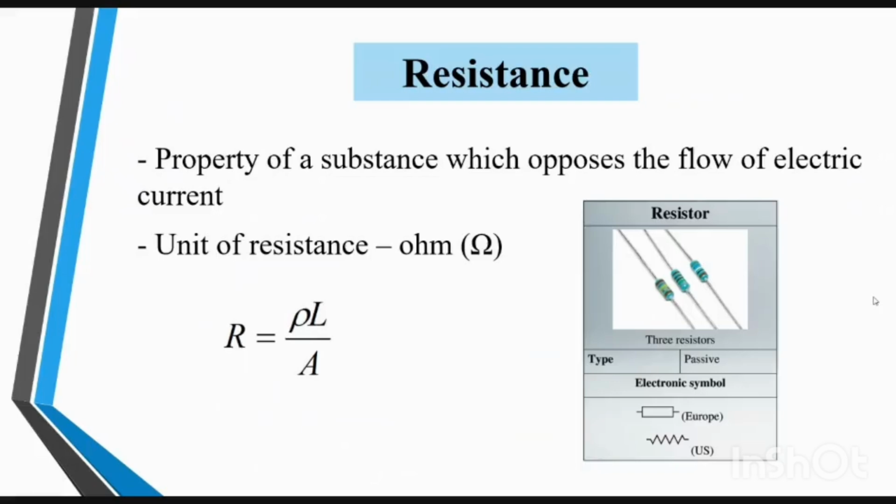Resistance. It is a property of a substance which opposes the flow of electric current. That is, R equals rho L by A, where rho is the resistivity of the material, L is the length of the conductor, and A is the cross-sectional area. The unit of resistance is ohm. Different types of resistors are shown in the figure, and the electronic symbol for the resistor is also given in the figure.